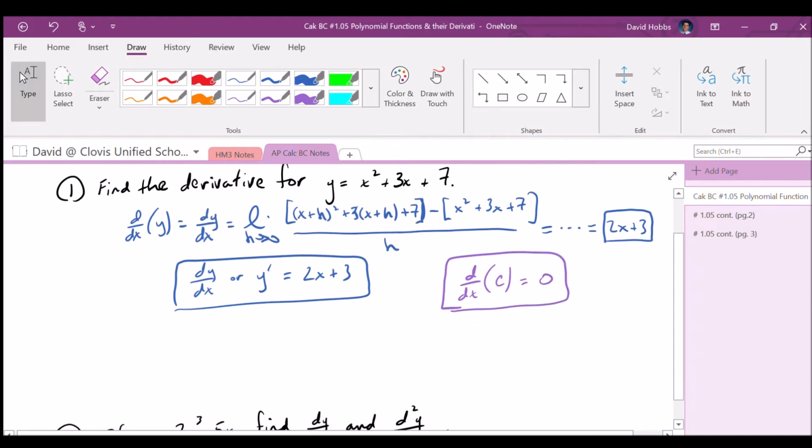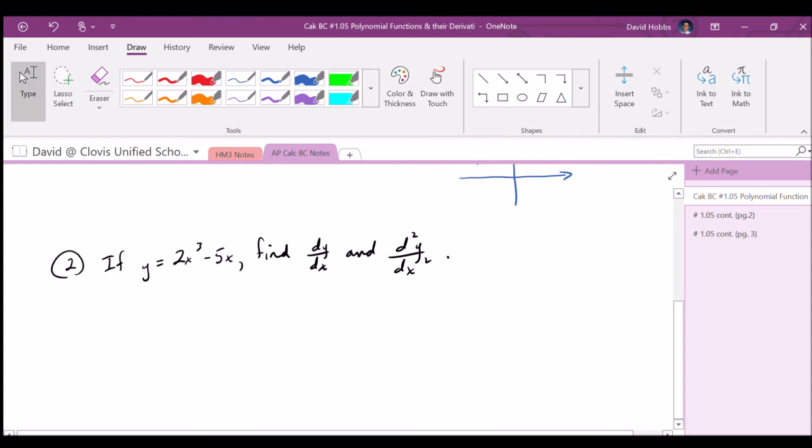Now, why is the derivative of a constant 0? Well, remember that derivatives are slopes of tangent lines, and so if you think of a slope of a tangent line to a horizontal line, because y equals some number is a horizontal line, what's going to be the slope of the tangent line? Anywhere on that constant, it's going to be 0. So derivative of a constant is 0. Okay, now, like I said, the x squared became a 2x, the 3x became just the 3. Okay, let's go ahead and try problem number 2.